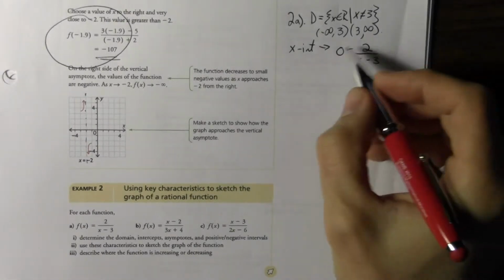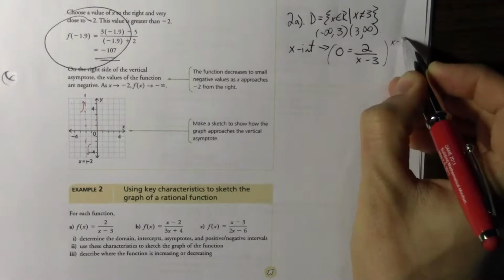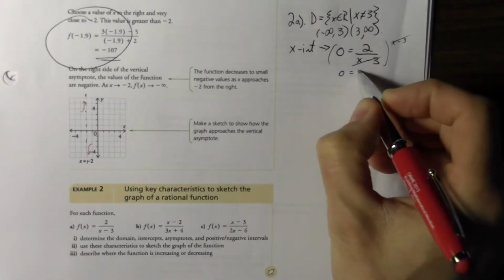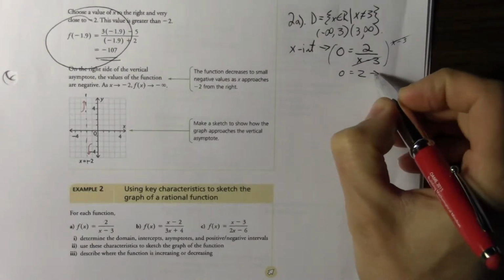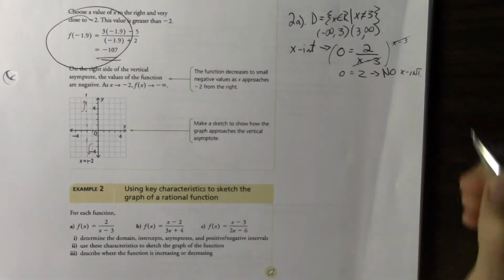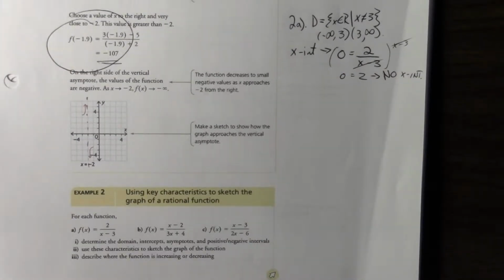Right, there is none. Okay, because if you multiply this by x minus 3, this goes away, this is still 0. So we end up with 0 equals 2. What does this mean? No x-intercept. Which is perfectly possible, right? We've seen lots of graphs all the way back to grade 10 that don't have any x-intercepts.